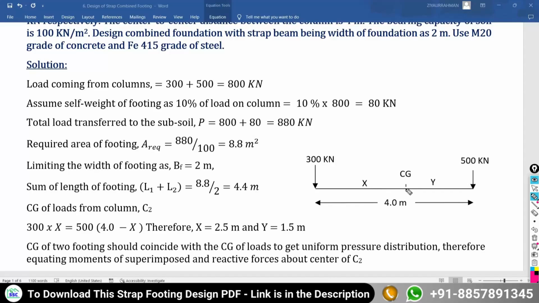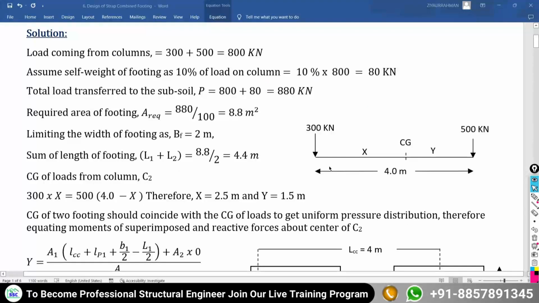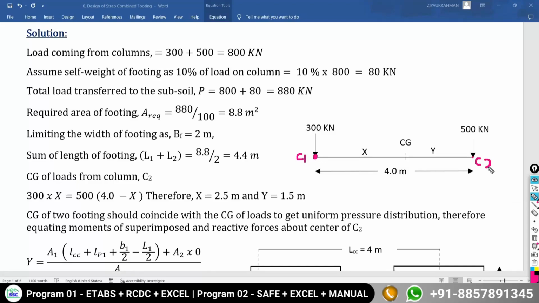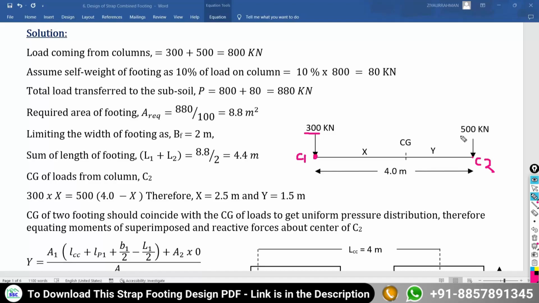To find out the CG of the load, let's consider that the center to center distance between the columns is 4 meter, which is given in our problem statement. I am going to call this the center of column C1, and this the center of column C2. Column C1 has a load of intensity 300 kilonewton, and column C2 has a load of intensity 500 kilonewton.